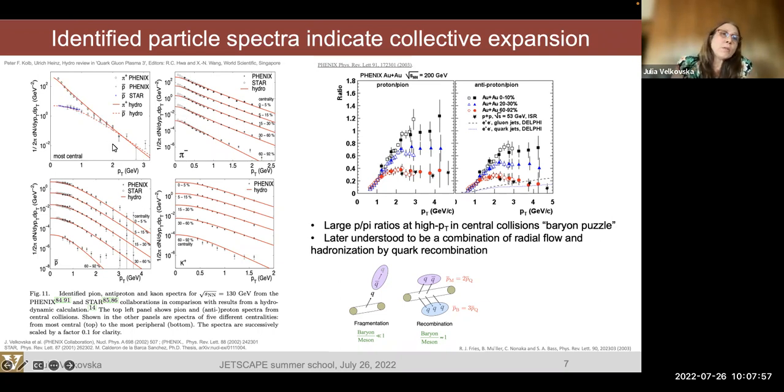What came somewhat as a surprise is that the pions and the protons at relatively high momentum come in almost equal abundances, which is hard to describe if you think that hydrodynamics doesn't hold at that high momentum, and that particles are created by fragmentation of quarks or gluons.